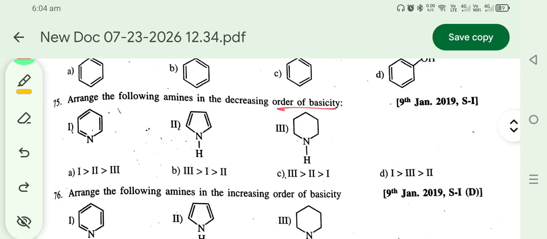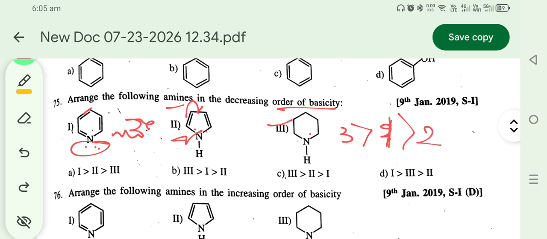Basic nature order. One is aliphatic, the others are aromatic. Aliphatic is more basic, and these two are aromatic. In that aromatic, in pyrrole the lone pair is involved in delocalization, while in pyridine the lone pair is not in delocalization. Not in delocalization is more basic, and so 3 is more basic. After 3, the first one, and 2 is the least.